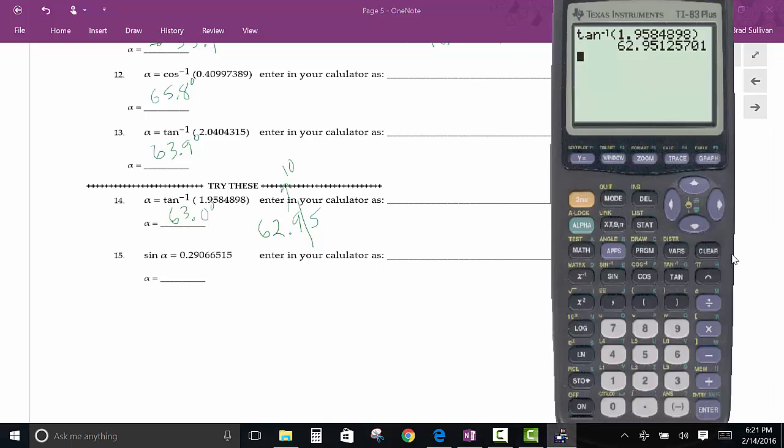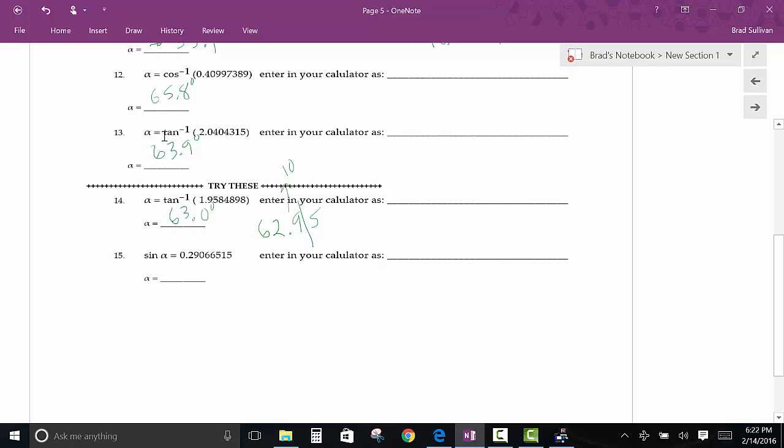Then the next one, you should have done this. The way you put this in is you do inverse sine of 0.29066515, and then that's going to give an answer of about 16.9 should be the answer that you came up with on that then, okay? So 16.9 degrees. Okay, so that's how you do that. It's a real simple thing to do.